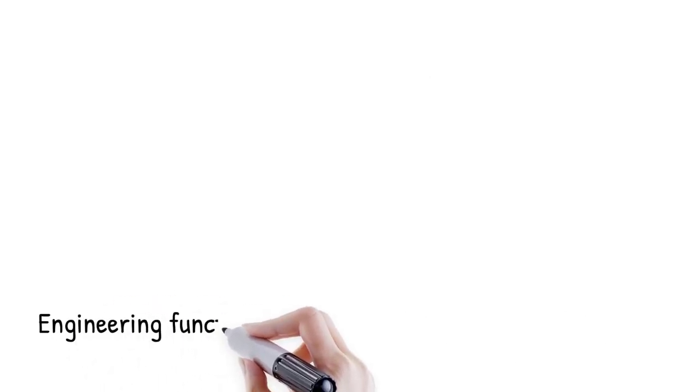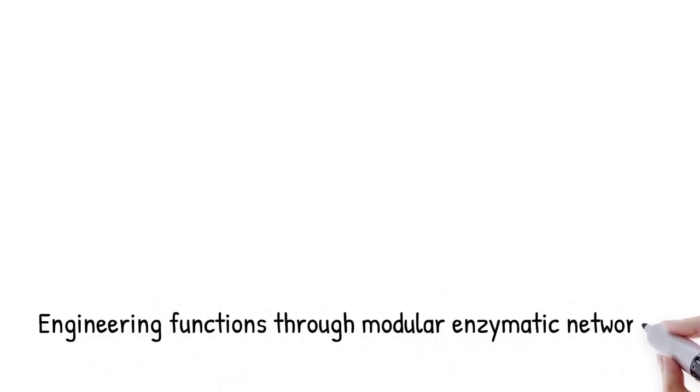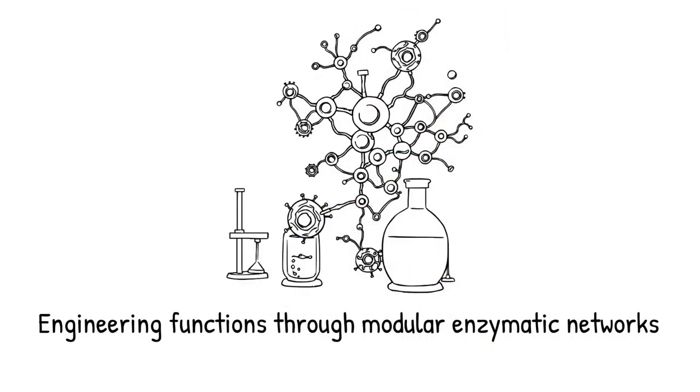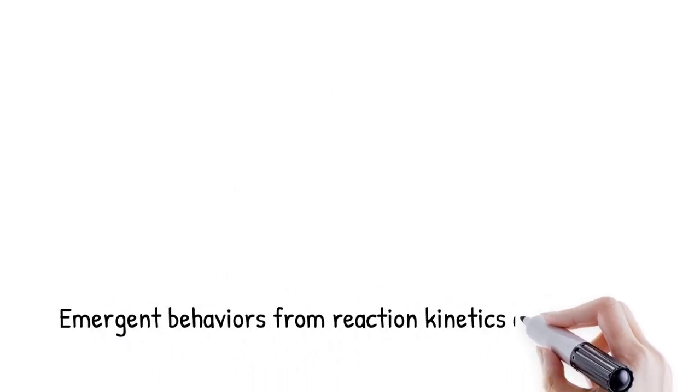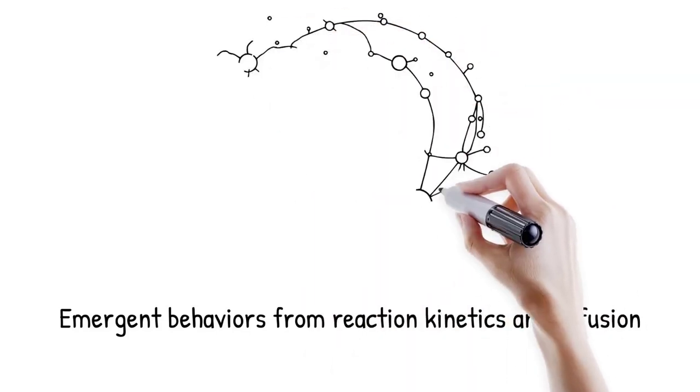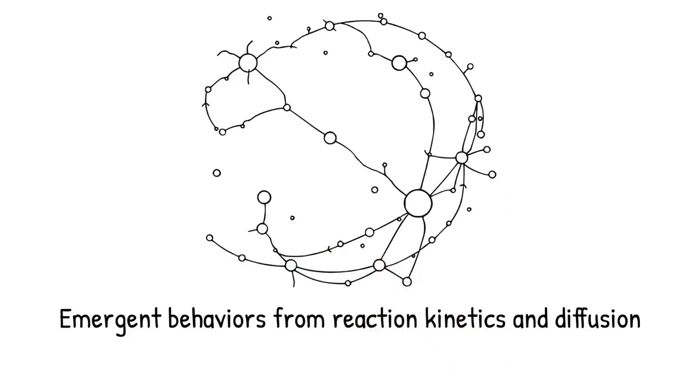By combining modules, one can engineer functions such as edge detection, pattern formation, or environmental sensing. Networks can compute Boolean logic, generate timed drug release, or self-repair by catalyzing protective chemistries at damage sites. The interplay of reaction kinetics and diffusion gives rise to behaviors that no single enzyme could achieve alone. These emergent properties point towards synthetic analogs of cellular decision-making.